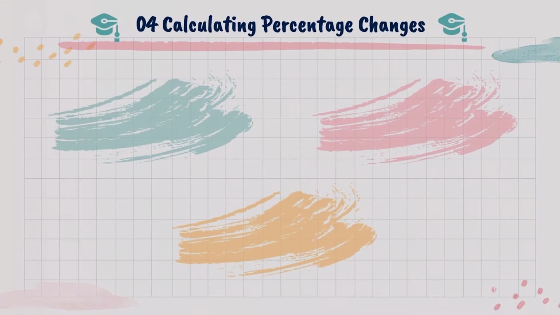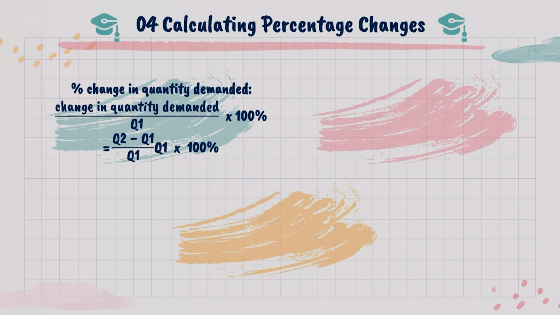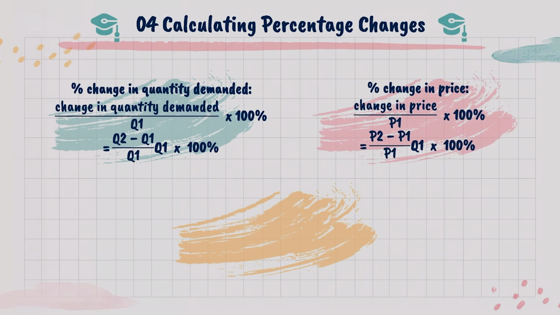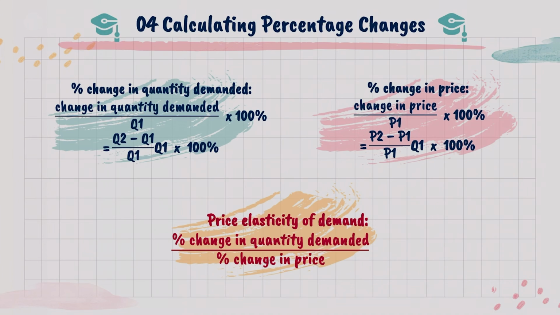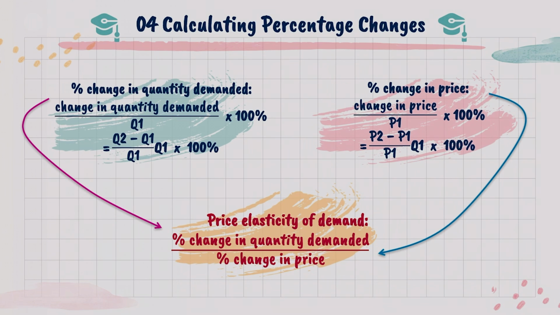Next, let's see how to calculate percentage change. This is how to calculate percentage change in quantity demanded and percentage change in price. From these two calculations, we can calculate the price elasticity of demand, which is percentage change in quantity demanded divided by percentage change in price.